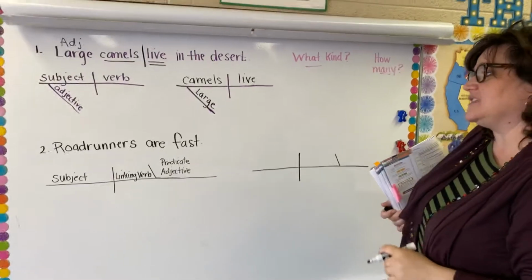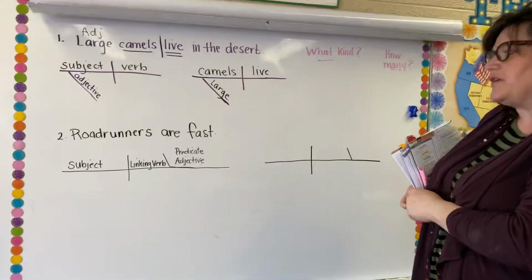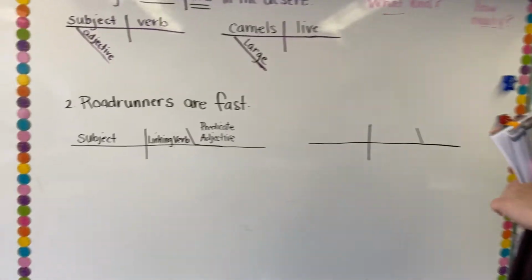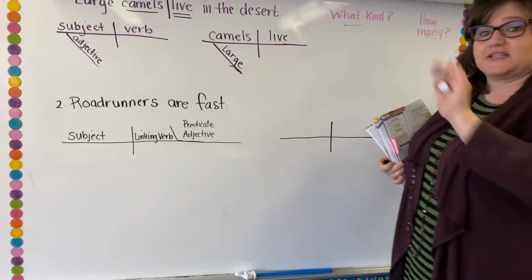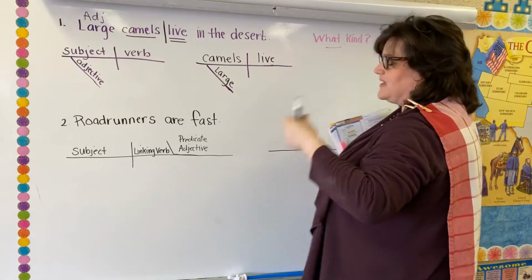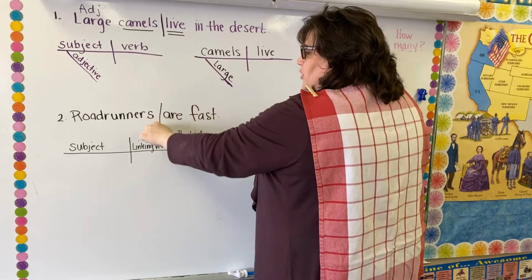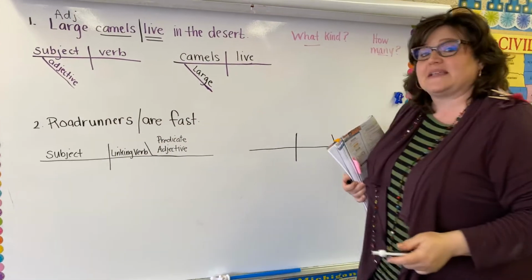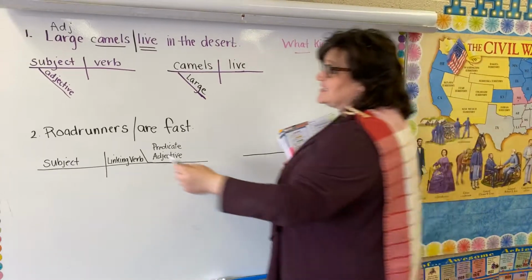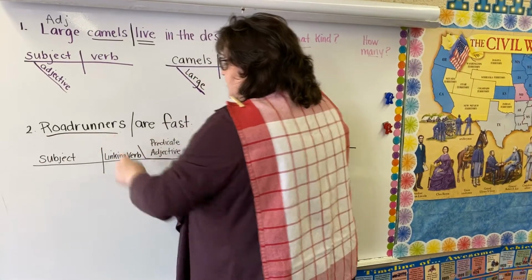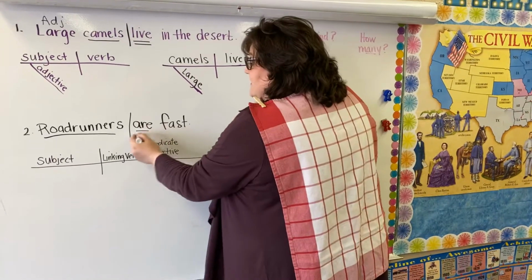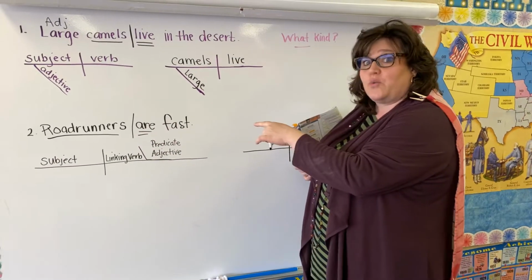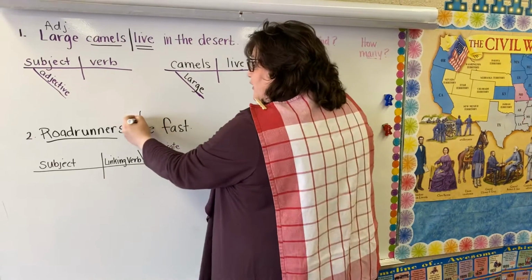Let's look at sentence 2. Road runners are fast. Now, ask yourself this. Where do I split this sentence? Where does the subject end and the predicate begin? That is after road runners. What is my subject? The subject in this sentence is road runners. What is my verb? My verb is are. And this is a special verb, and I know you know what type of verb this is. This is a linking verb.